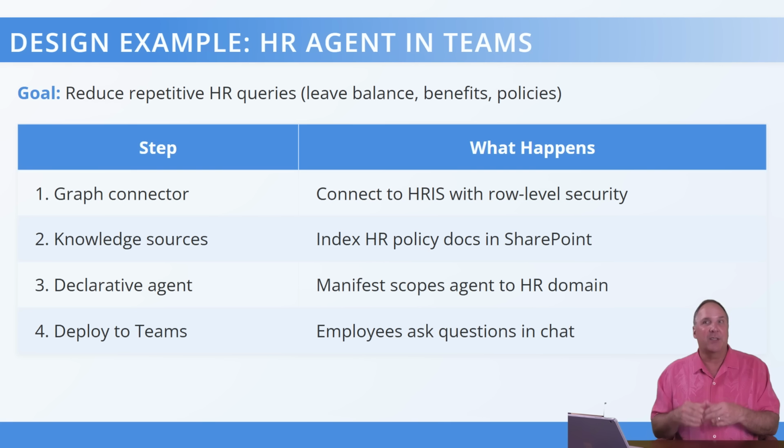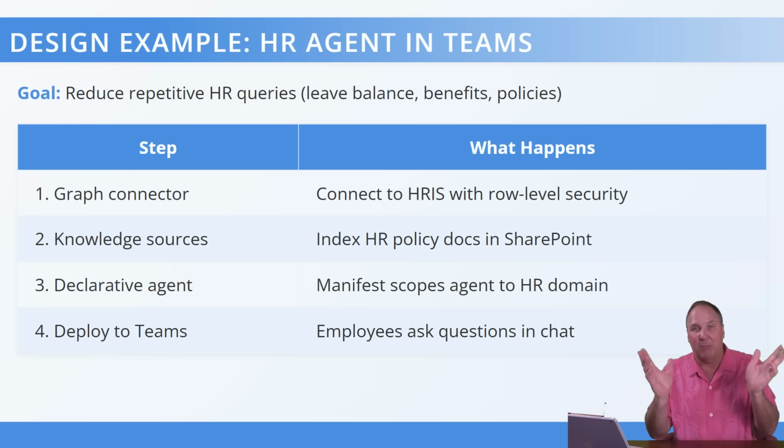Now, the experience. So an employee goes and asks, do I accrue sick days or is it unlimited? The agent retrieves the leave policy from SharePoint, checks the employee's balance through the graph connector, and responds, you accrue 10 sick days per year and you've used 3 so far, leaving you with 7. Source, leave policy section, blah, blah, blah.